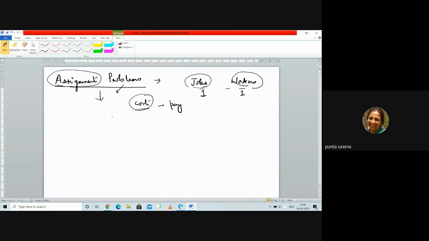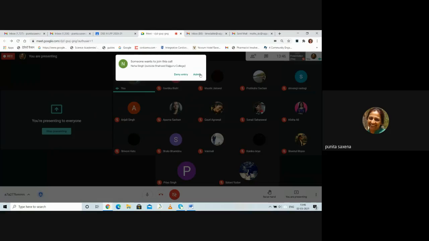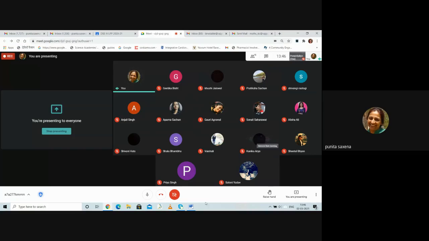That means, say, supposing I have 5 jobs, A, B, C, D, and E, and I have 5 workers, 1, 2, 3, 4, and 5. And the situation is such that each of the workers can do each of the jobs. That means my worker 1 can do any of these 5 jobs that need to be assigned. Similarly, worker 2 can do any of the 5 jobs that we need to assign. So each of the workers can do any of the jobs that need to be assigned.